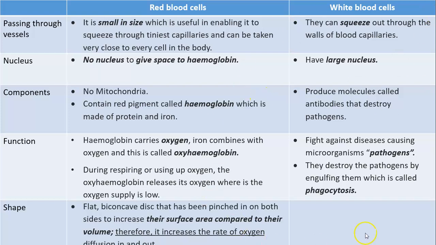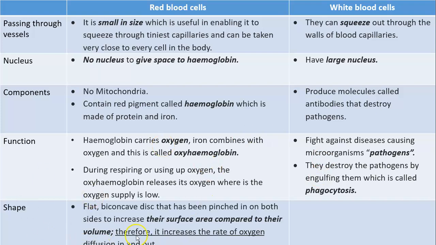While in the white blood cells, the function is destroying the microorganisms causing diseases, which are the pathogens, by two ways, either by engulfing them by phagocytosis or by the production of antibodies.